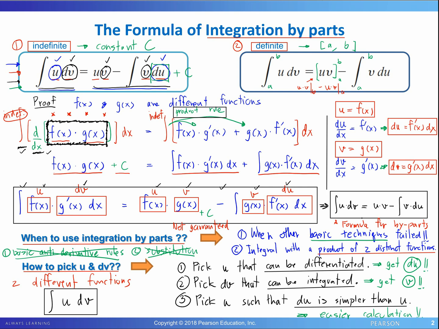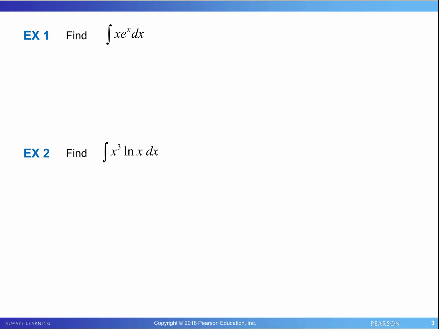Now let's try integration by parts on some examples in the next slide. Example number 1. We need to integrate x times e to the power of x. First of all, we can see that we have an integral with a product between two different functions, which are x and e to the power of x. When you see this, you know right away that this is a good candidate for integration by parts.